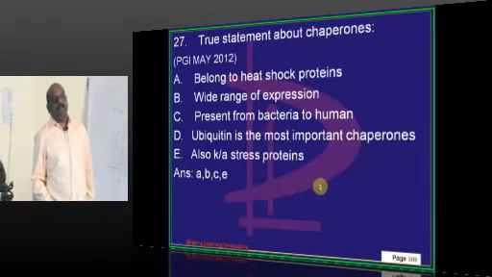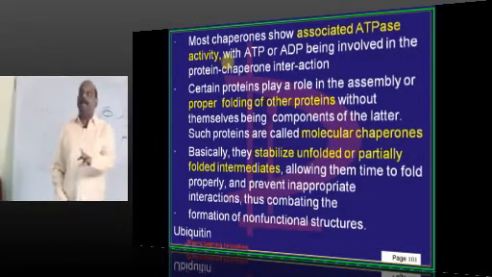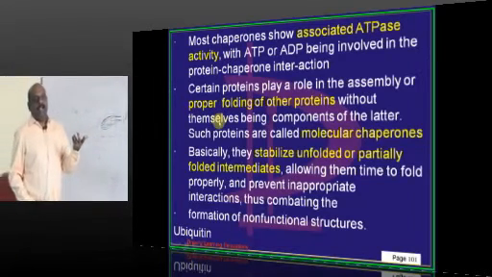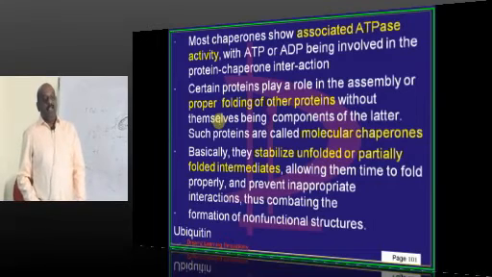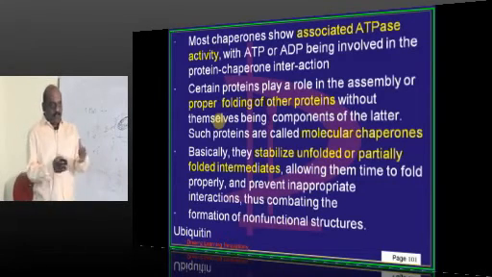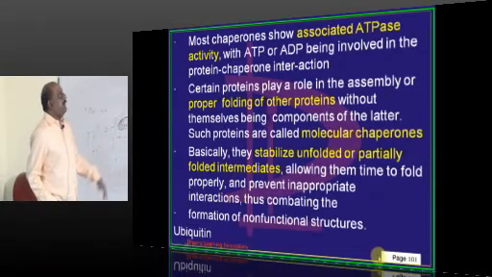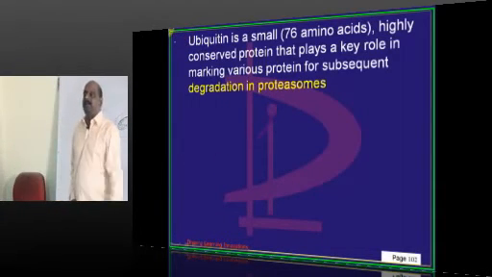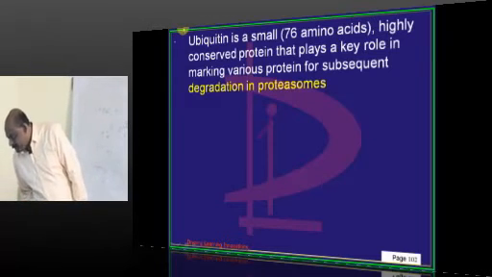Ubiquitin is not a chaperone. And most of the chaperones have an ATPase activity. And why are chaperones needed? For proper folding of the proteins, we require chaperones. Any improper folding of the proteins will lead to prion disorders, which are neurodegenerative in nature, as all of you know very well. Then what is ubiquitin? What is its function? Ubiquitin is a very, very important question.